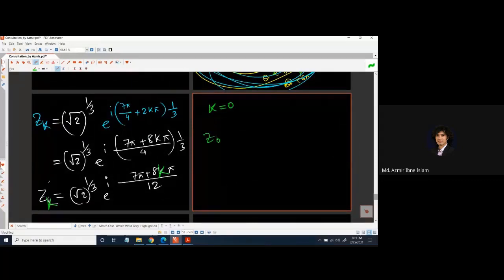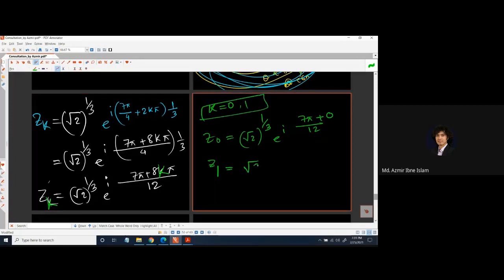So if we input k equal to 0, z0 will be root 2 to the power 1 over 3 e to the power i (7 pi plus 8 times 0 pi, so it is 0) so we have 7 pi over 12. And similarly, if we input k equal to 1, z1 is root 2 to the power 1 over 3 e to the power i (7 pi plus 8 times 1, that is 8 pi) over 12. So 7 pi plus 8 pi, that is 15 pi over 12. So this is our second solution.